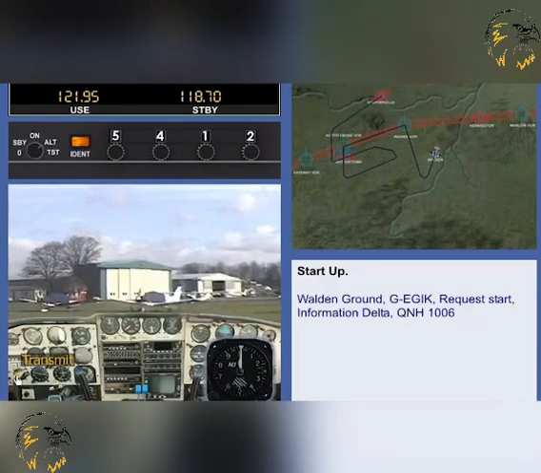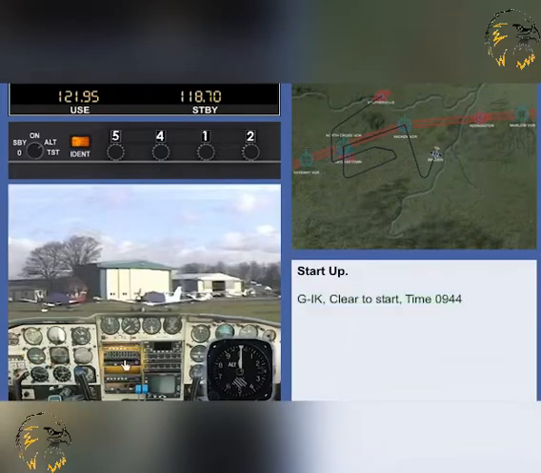Walden Ground, Golf Echo Golf India Kilo. Request start. Information Delta, QNH 1006. Golf India Kilo, clear to start, time 0944. Clear to start, Golf India Kilo.